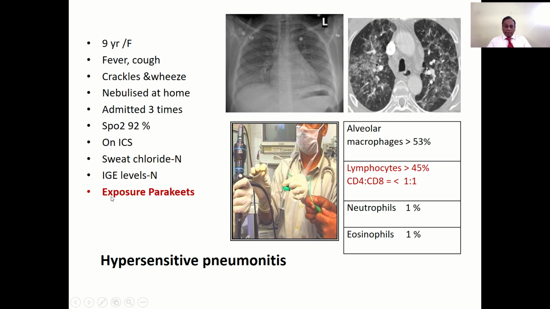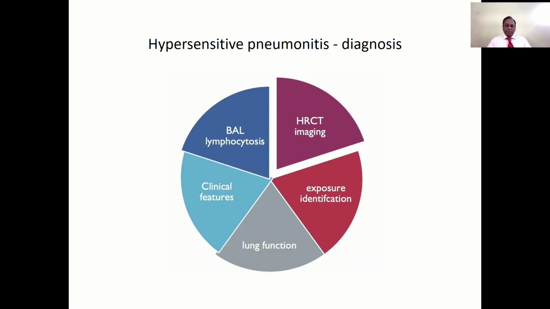Later I verified and found that the child had recently been given parakeets. About 6 parakeets were given as a present, and every day the child started playing with the parakeets for hours together. Bird antigen was the culprit causing hypersensitivity pneumonitis. That is the reason why the lymphocytes are increased, and the CD4/CD8 ratio is also reduced.